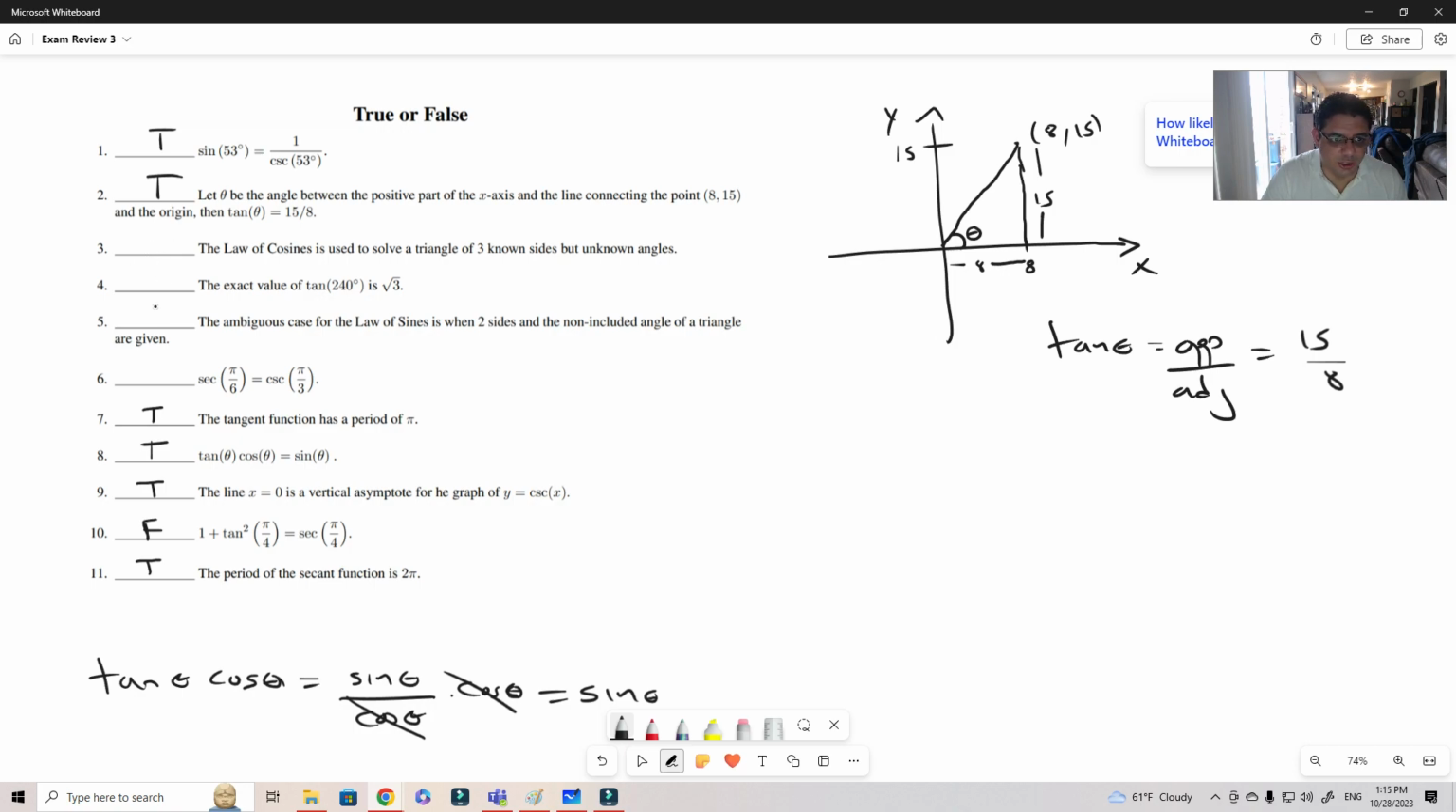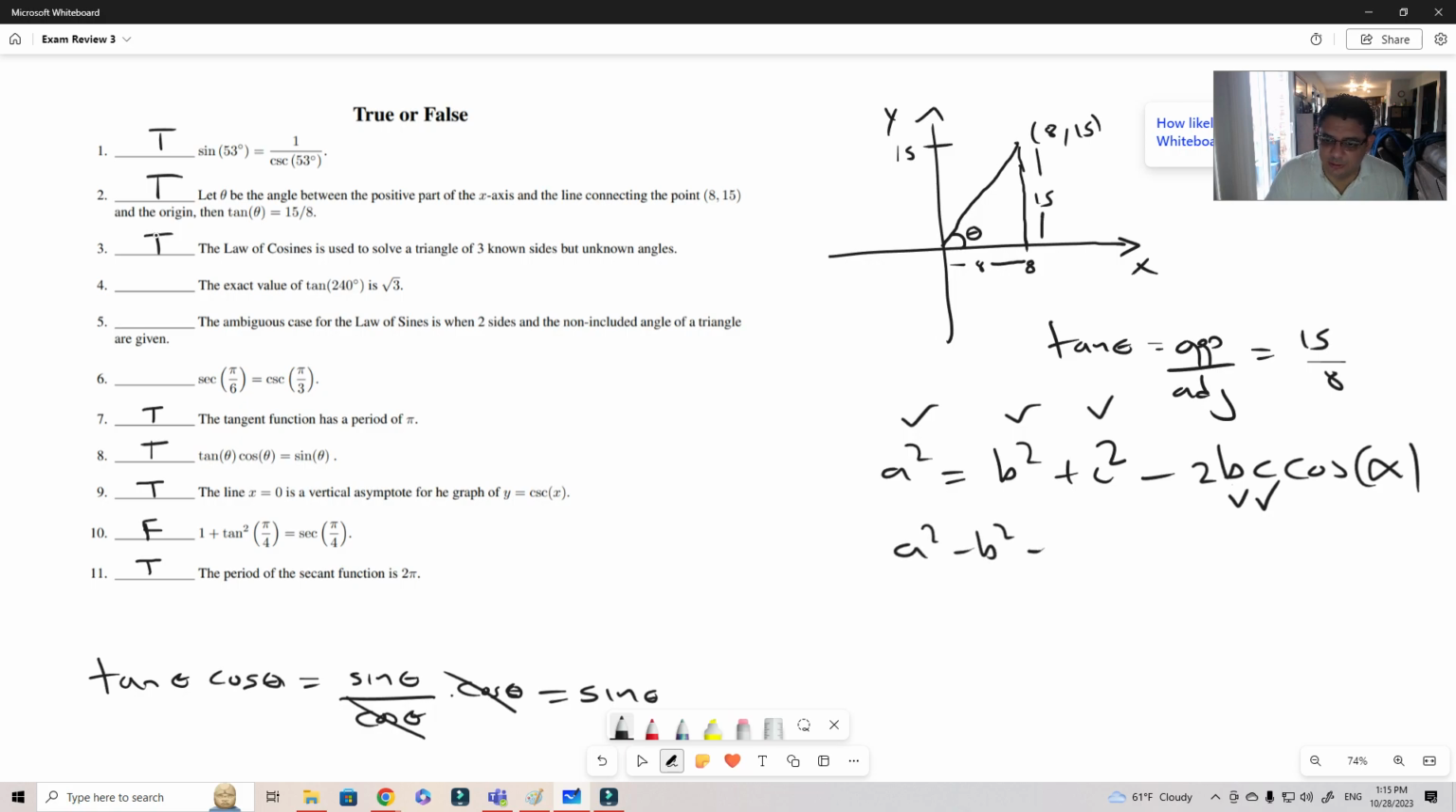Let me go with question 3 now. This is also true. It says the law of cosines is used to solve a triangle with 3 known sides but unknown angles. So this is true. Do you remember one of the formulas of the cosine law? You have this. And so notice that if you know no angle, but you know all the sides, you're going to find a number, and you're going to be able to find out what the cosine value is.